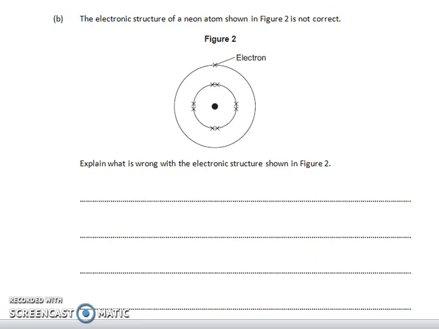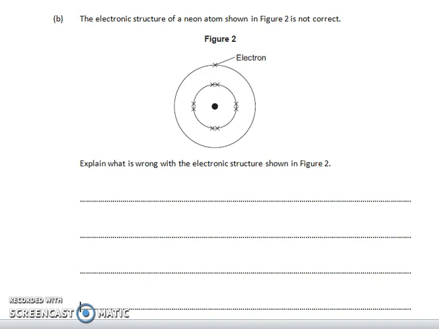On part B, the electronic structure for neon, we're correcting it. So the first thing that you spot is that there's more than 2 electrons in the first one. So the correction would be you should only have 2 electrons in the first orbital. The next thing you might say is you can have up to 8 in the second orbital. And the third thing you'd say is the configuration would be 2.8.